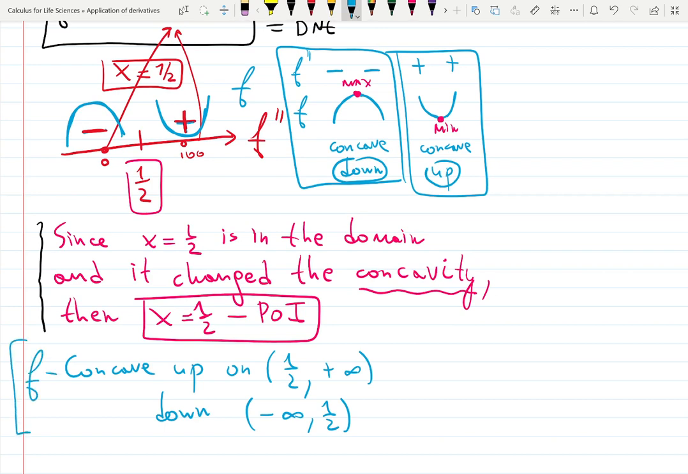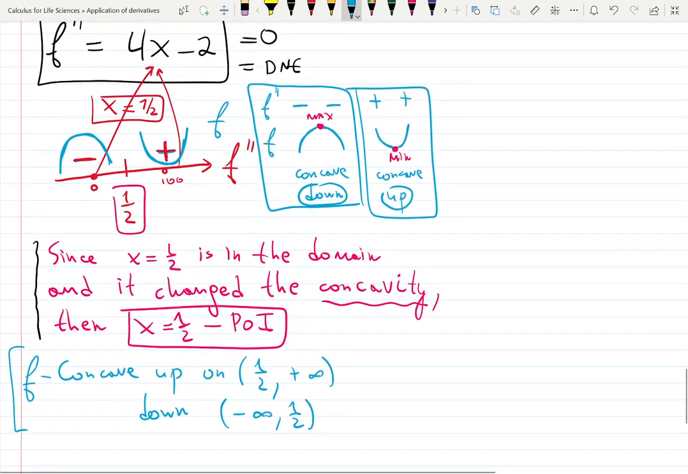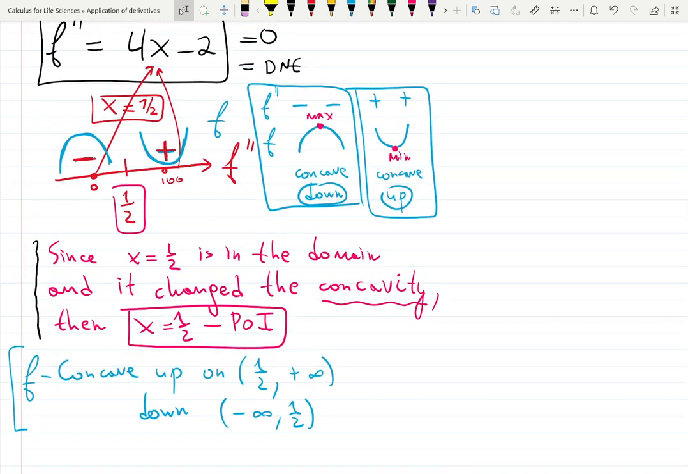What do you think? Concave up, concave down. So increasing when the first derivative is positive. Decreasing when the first derivative is negative. Concave up when the second derivative is positive. Concave down when the second derivative is negative. Make sense? So review that. That is important as well.